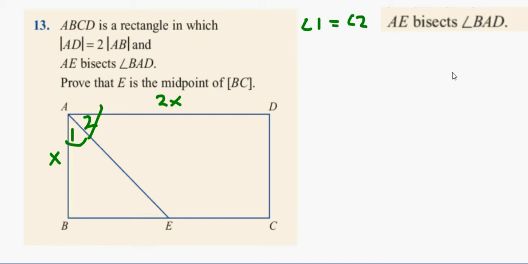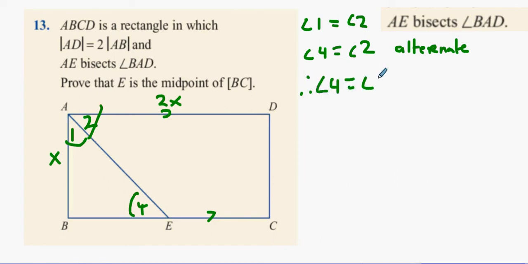Alrighty. Now, what can we say here? Angle 2 equals angle 1, no bother. It's a rectangle, so these are parallel lines. So that would mean that angle 4 is the same as angle 2 because it's alternate. And then what that means is that it follows that angle 4 equals angle 1, and this would mean that it's an isosceles triangle. Therefore, triangle ABE is isosceles.